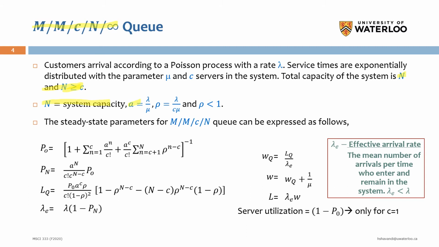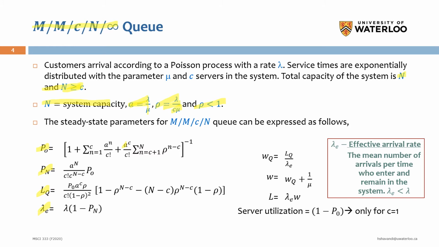We call lambda over mu as A. We will use this A in the formulas, as you see here in the P0 probability. And rho is lambda over C mu, and we know that rho should be less than 1 in order to have a stable queuing model. Okay, so here we have again the formulas for calculating the measures.